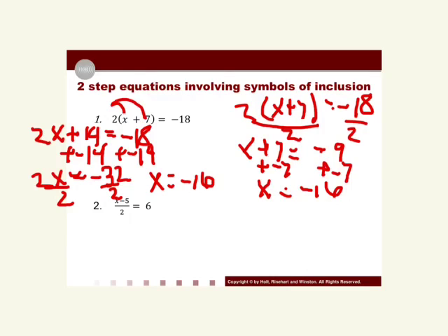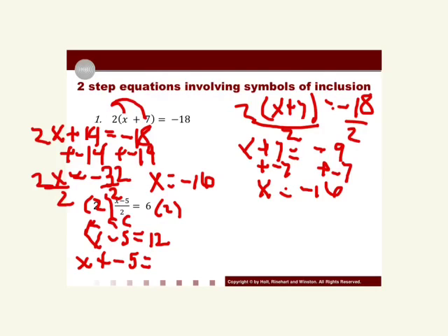With the second one, we have a 2 in the denominator, so we're going to multiply by 2 on each side. So we have x minus 5 equals 12. And then we can keep, change. So we have x plus a negative 5 equals 12. We're going to add 5 to each side. So x equals 17.